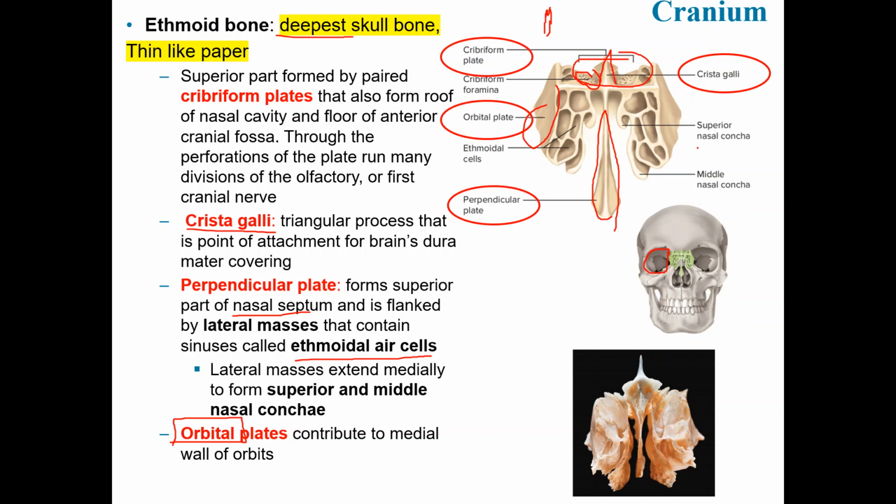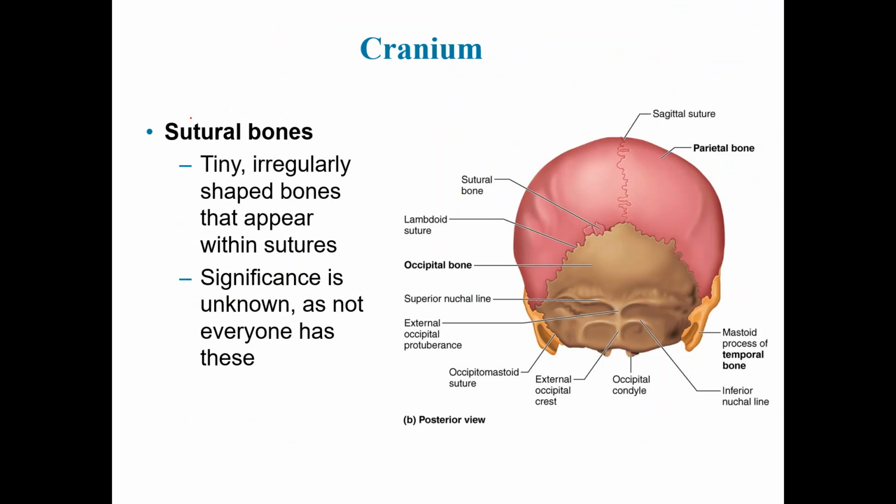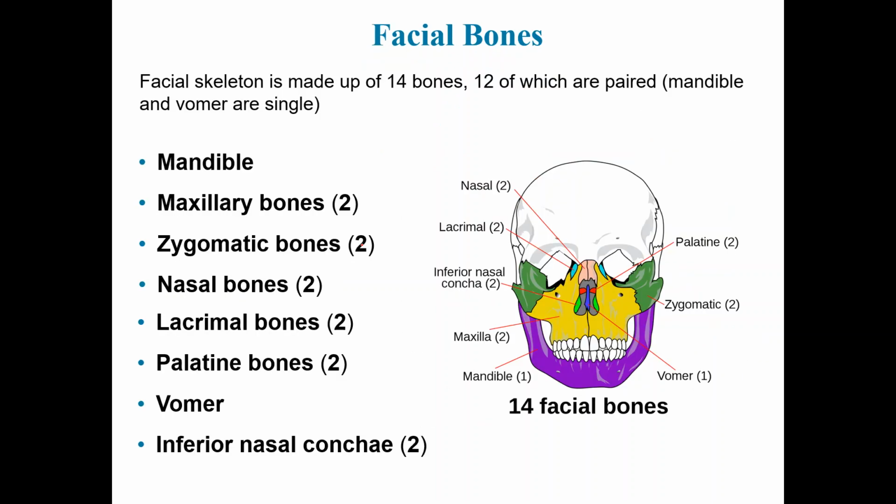And two other features here are the superior nasal conchae and the middle nasal conchae. These are just portions of this bone, whereas there is another one. There is another concha, as we'll see, the inferior, that is considered a bone on its own. We're going to talk about it. All right, so the sutural bones, as I told you, are bones of unknown function. They're very tiny, not present in every individual.